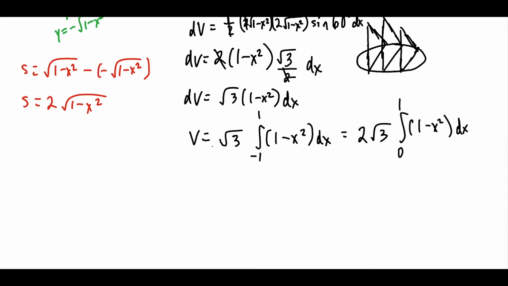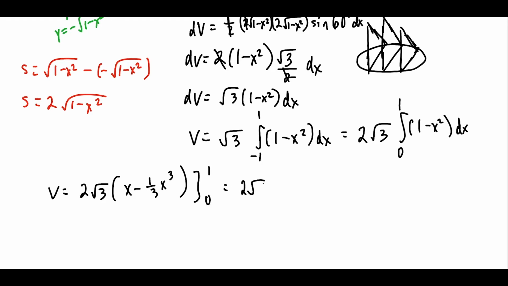And now for this step here, all we're going to do is take the antiderivative. So the volume is equal to 2 square root 3 times the antiderivative of 1 is x. The antiderivative of x squared is 1/3 x to the third. And our limits are going from 0 to 1. So then here we've got 2 square root 3. And when we substitute in 1, we got 1 minus 1/3 when we replace x with 1. And now minus, when we substitute 0, we're just going to get 0.